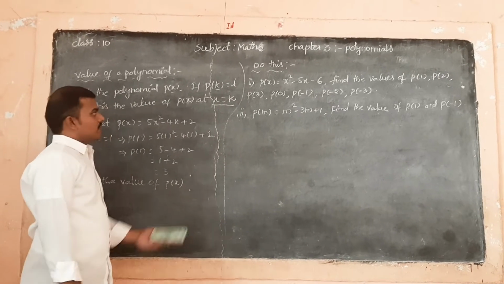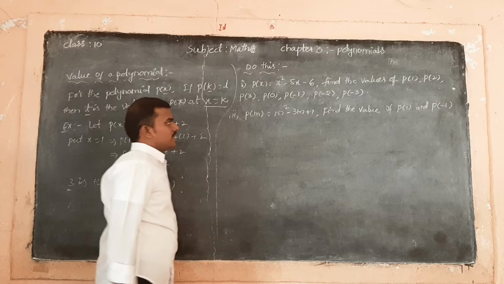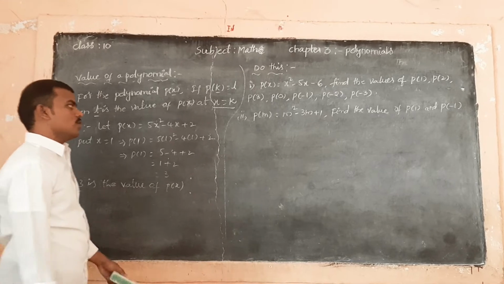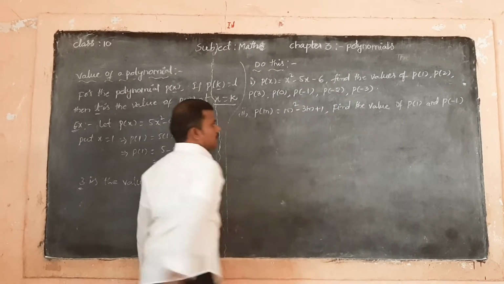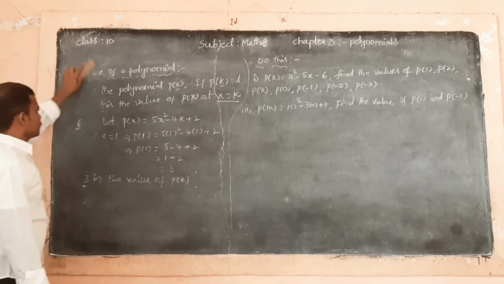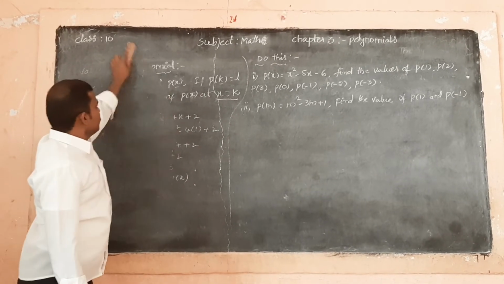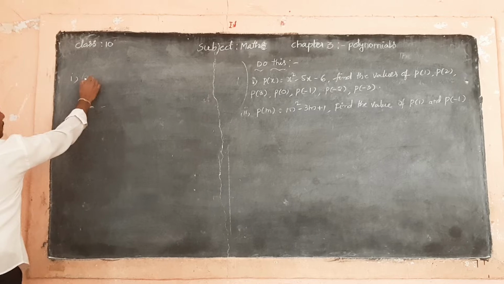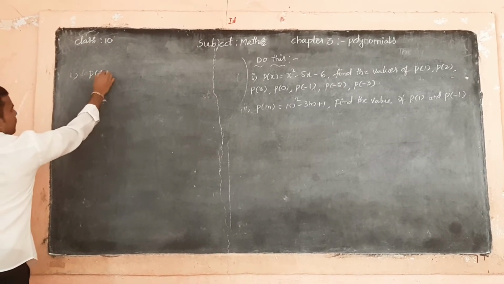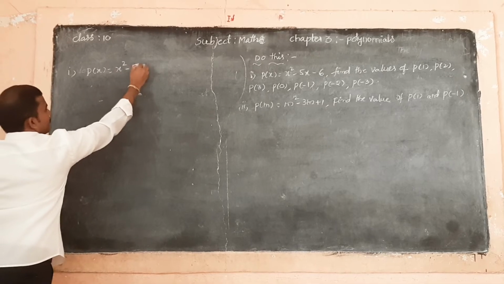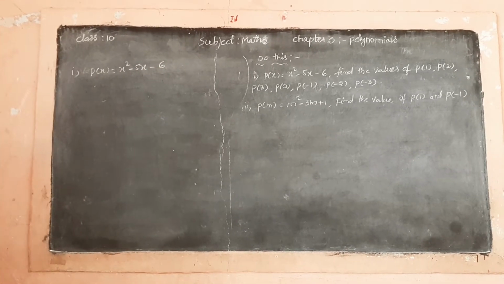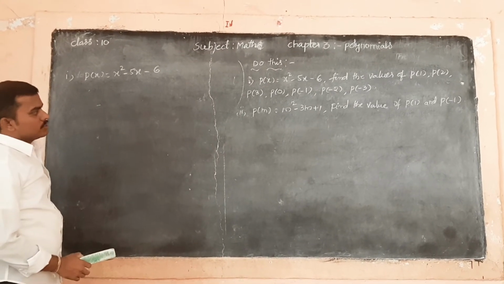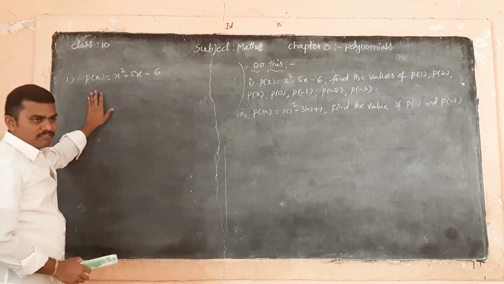So do this. p of x is equal to x square minus 5x plus 6. Find the values of p of 1, p of 2, p of 3, p of 0, p of minus 1, p of minus 2 and p of minus 3. So you can write the solution of the given question. So first question. Given polynomial p of x is equal to x square minus 5x minus 6. So here put the values 1, 2, 3, 0, minus 1, minus 2, minus 3. We will get the value of p of x.